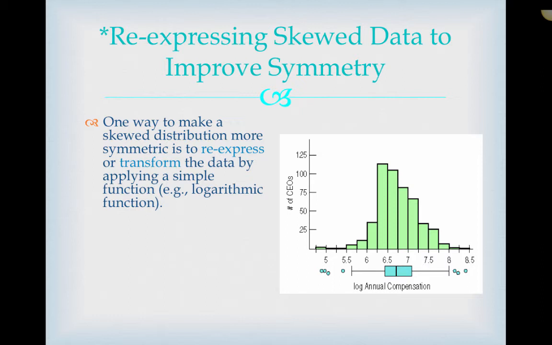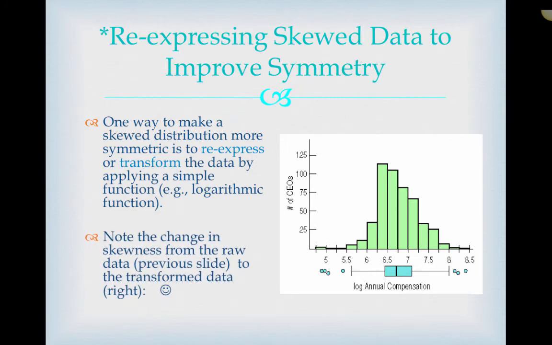But here, by taking the log of the annual compensation, we made the data far more symmetric with a much more manageable range. So we're able to actually say something a bit more useful here. Note the change in the skewness from the raw data on the previous slide to the transformation that we have here. We've kept the data unimodal, but now it's far more symmetric. We've also decreased the number of outliers, and we're even able to see that we may have had a few outliers on the small end as well.